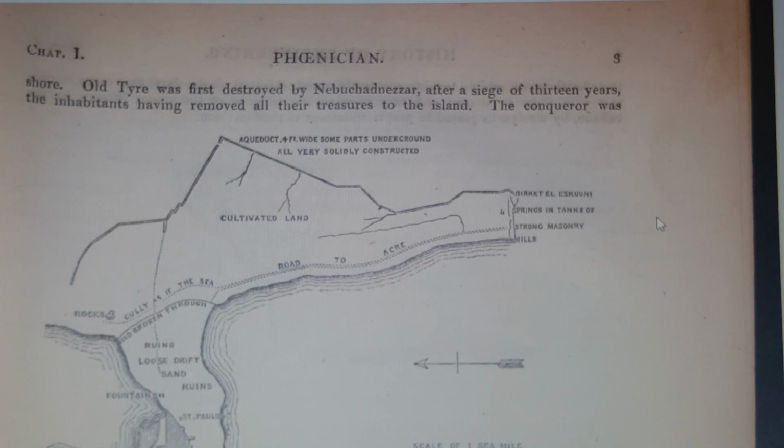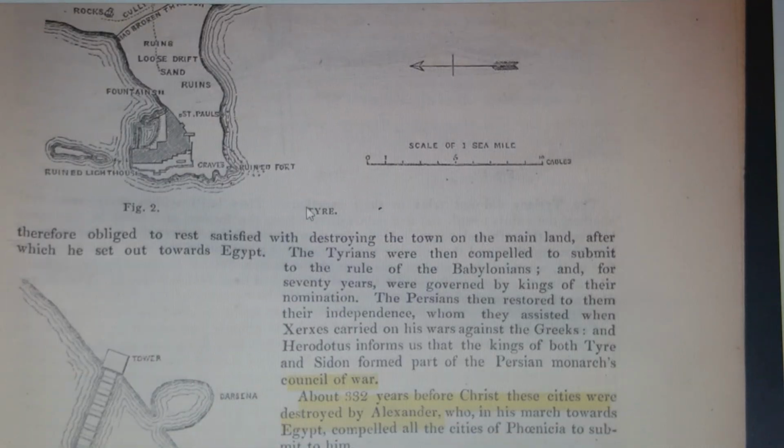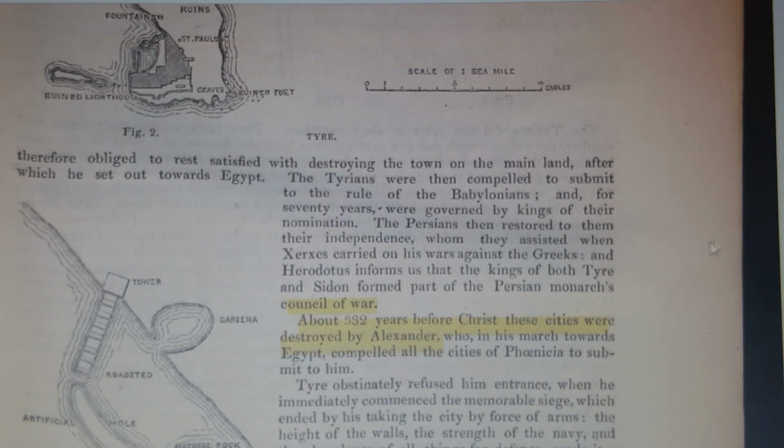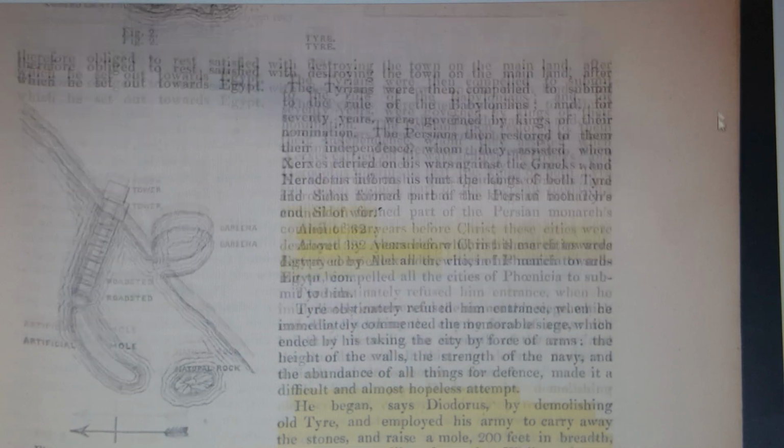The old Tyre was first destroyed by Nebuchadnezzar after a siege of 13 years. The inhabitants having removed all their treasures to the island, the conqueror was obliged to rest satisfied with destroying the town on the mainland, after which he set out towards Egypt. The Tyrians were then compelled to submit to the rule of the Babylonians, and for 70 years were governed by kings of their nomination. The Persians then restored to them their independence, and they assisted the Persians when Xerxes carried out his wars against the Greeks. Herodotus informs us that the kings of both Tyre and Sidon formed part of the Persian monarch's council of war.